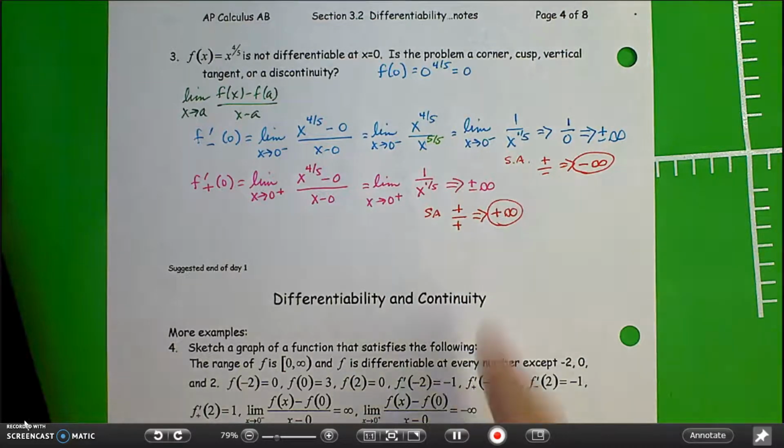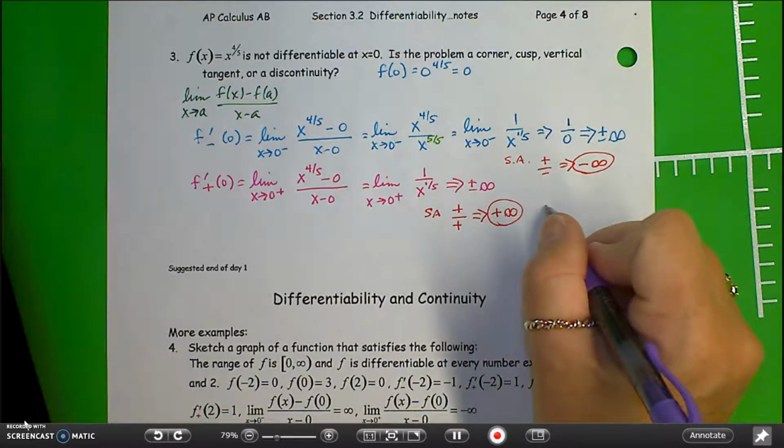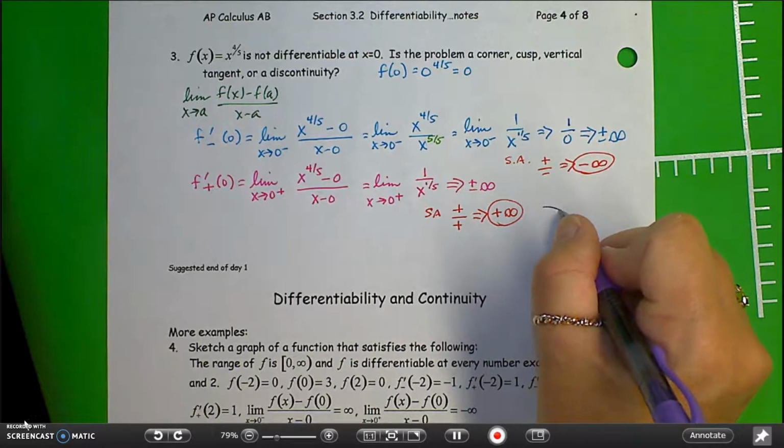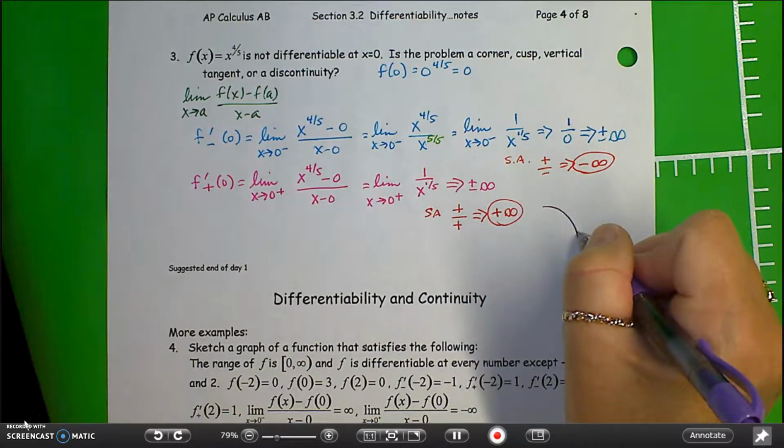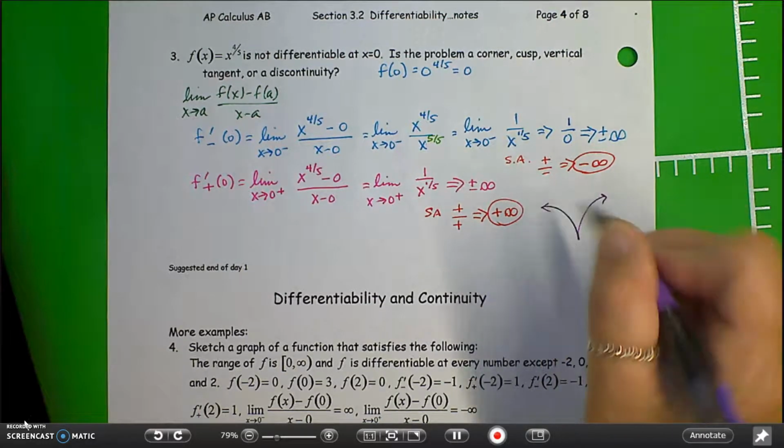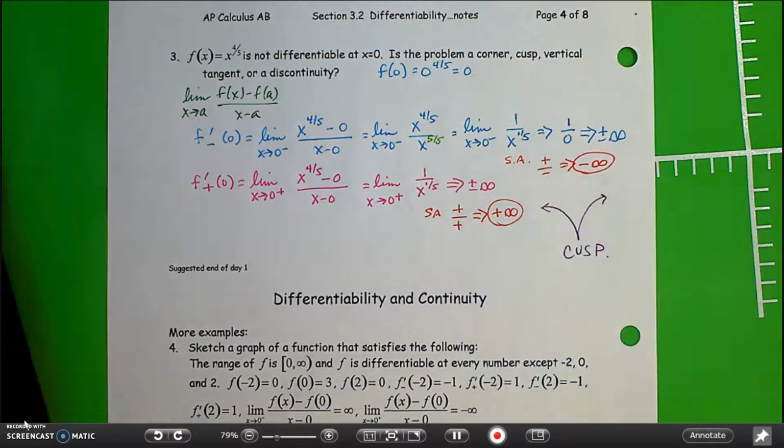So what do we have? We have opposite signs at infinity. Basically what that gives us is a cusp, because the slope is approaching negative infinity from the left. The slope is approaching positive infinity on the right. That is a cusp.